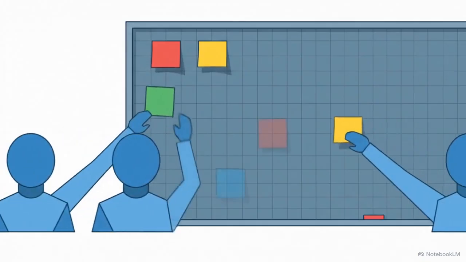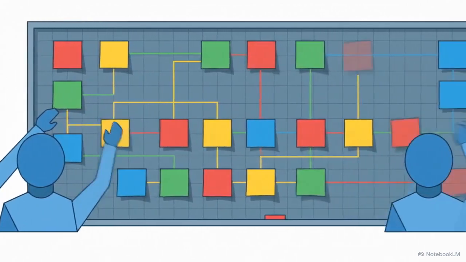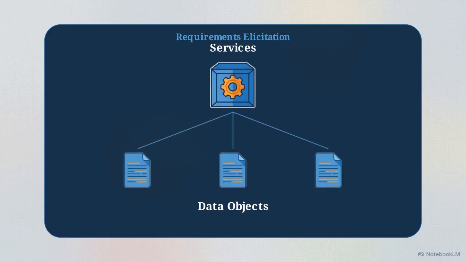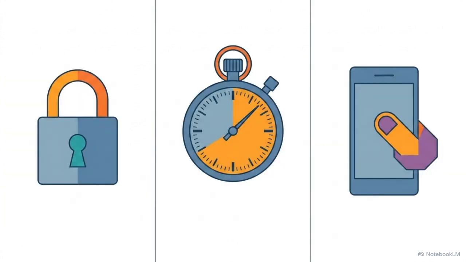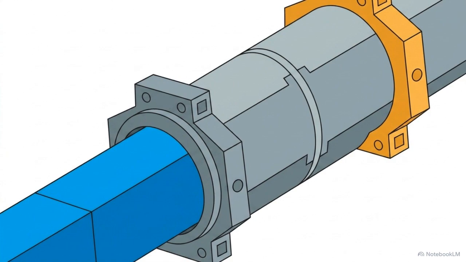From there, you move into elicitation. Developers and clients collaborate to map out how the system will be used, what specific data objects it will handle, and what services it must provide. This is where conflicting viewpoints surface. The marketing department might want a frictionless interface, while the security team demands multi-factor hurdles, and the end users just want the page to load faster. The data gathered at this stage is raw and contradictory. It's too unstable to code from, so it has to move further down the pipeline for refinement.